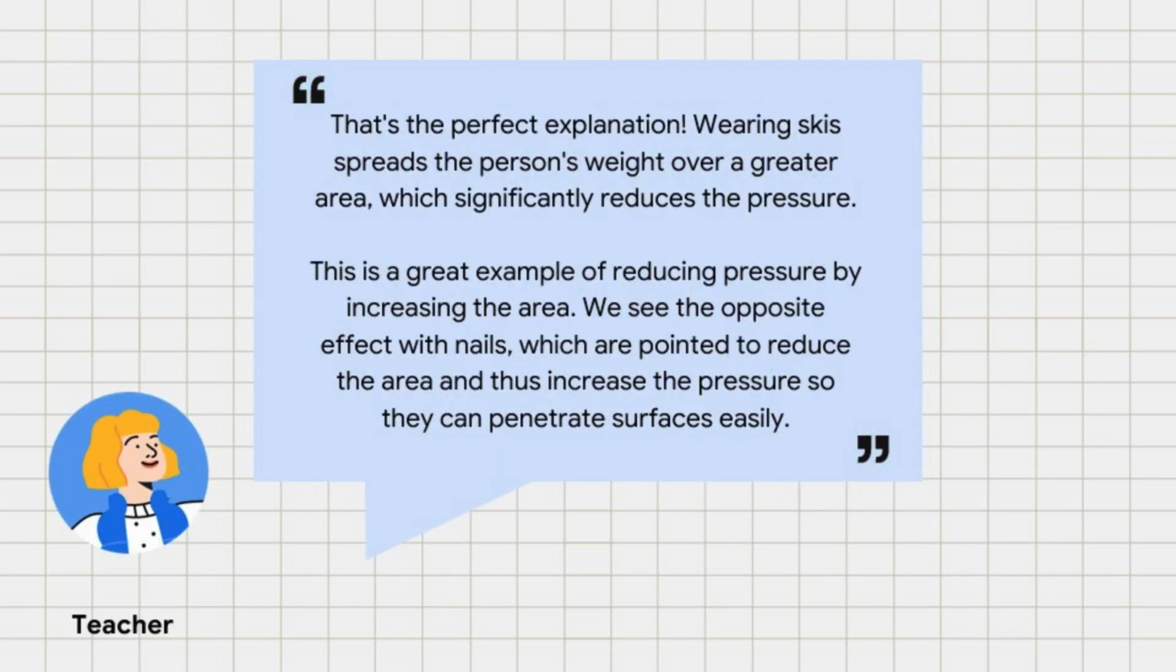Wearing skis spreads the person's weight over a greater area, which significantly reduces the pressure. This is a great example of reducing pressure by increasing the area. We see the opposite effect with nails, which are pointed to reduce the area and thus increase the pressure so they can penetrate surfaces easily.